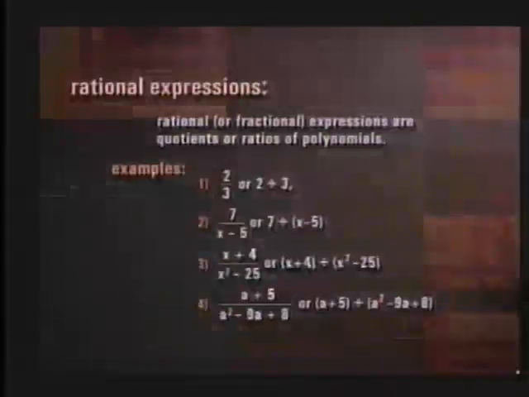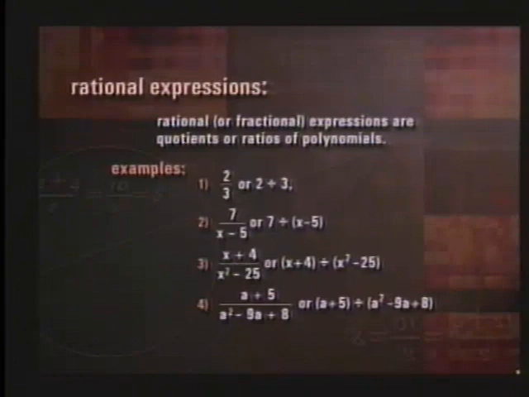All right, so looking at the next graphic here, I've got one on rational expressions. Rational or fractional expressions are quotients or ratios of polynomials. And I've got some examples here, real basic going to the more nasty ones. 2/3 can be written as 2 divided by 3. 7 over x minus 5, notice it can be written in that same format. Example 2, 7 divided by x minus 5. x plus 4 in example 3 divided by x squared minus 25.